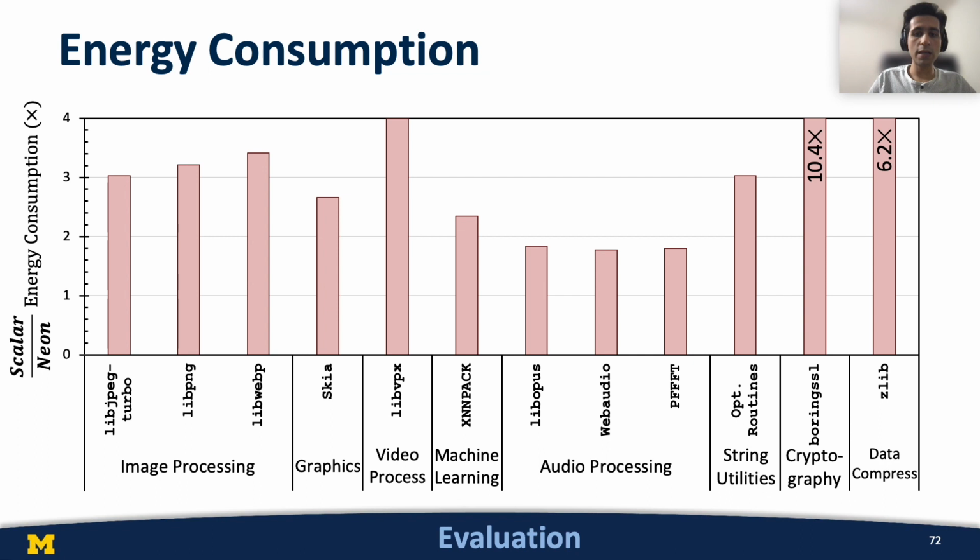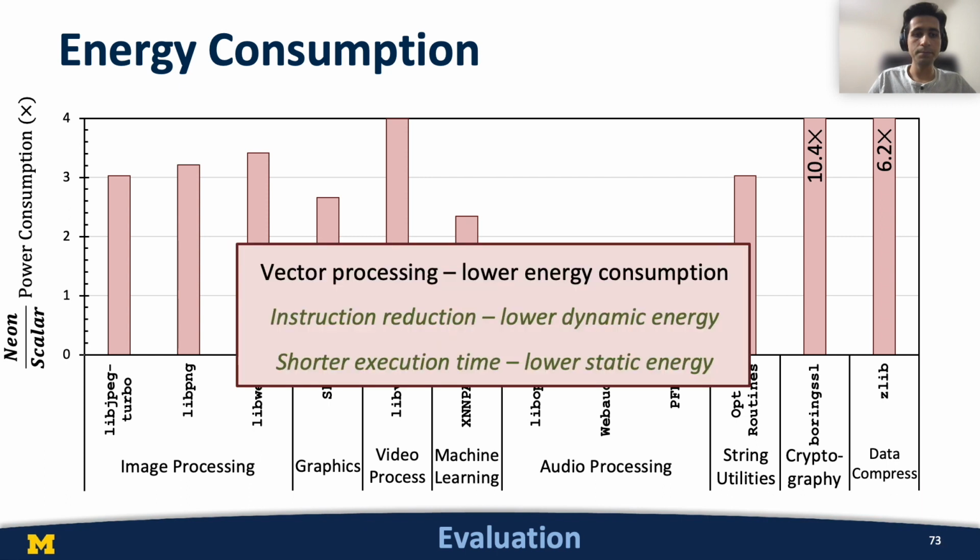However, vector processing can reduce energy consumption by up to 10.4 times. Vector processing reduces both the dynamic and static energy consumption of the CPU cores thanks to fewer instructions and shorter execution time. So, if you are targeting the thermal design power or TDP of the chip, vector processing is not suitable for you to focus on. But if you are trying to increase the battery life of mobile processors, you should exploit vector processing for any data parallel kernel.